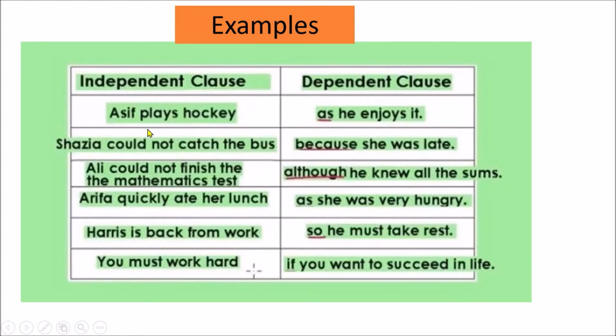An independent clause, as you can see in all these examples, stands by itself. That means it doesn't need any other clause to complete its sense. And the dependent clauses need another clause to complete their meaning.